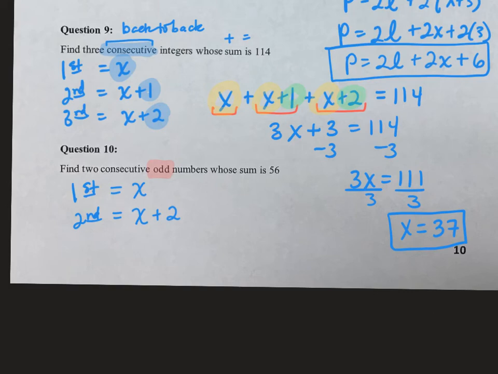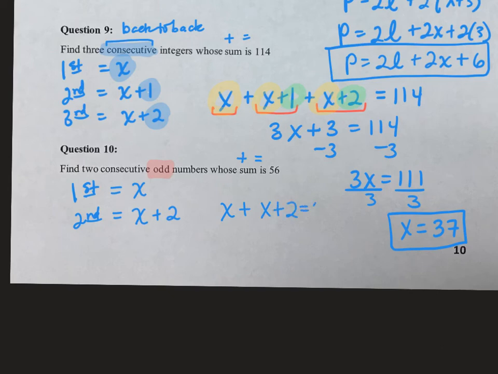When you start out with an odd number and add 2 to it, you'll get another odd number. If you only added 1, so let's say x was 5 and you added 1, that would be 6, and that's not an odd integer. So our first number is x, our second number is x plus 2, and the sum, which means we add them together, equals 56.